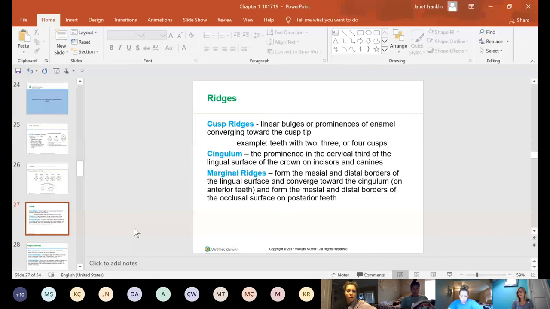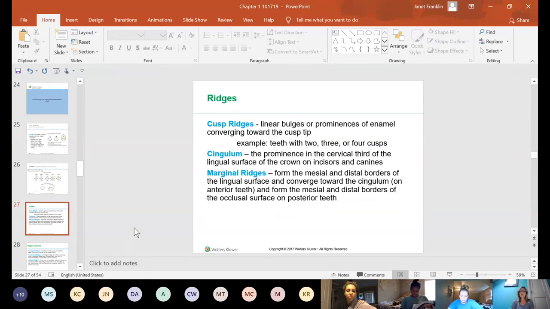Can everybody feel that? You can do it on your incisors or your canines, but feel how it starts out flat and then it kind of bulges right before you hit the margin of the gingiva. That's called your cingulum. And you have them on incisors and canines.